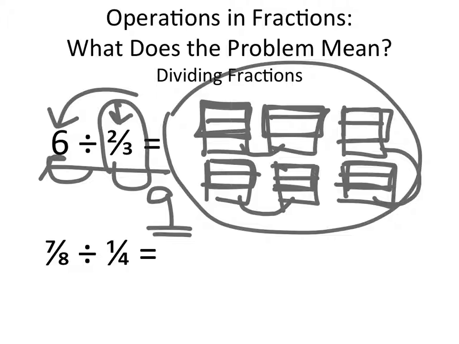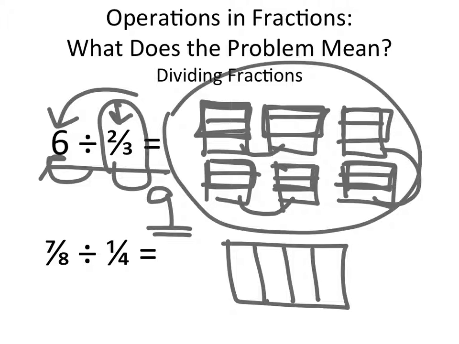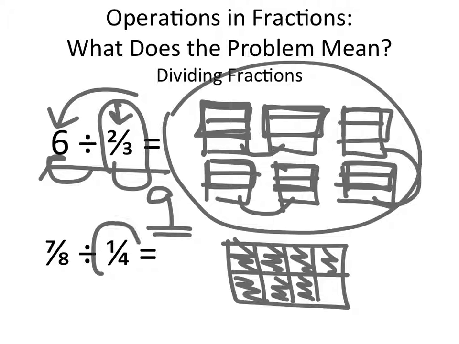For the second problem, we're starting with 7/8. So we'll make eighths. We'll shade 7 of the 8 pieces. And now we have 7/8. What is the problem telling us? What is the problem asking us? What does the problem mean? How many 1/4 size pieces are in those 7/8?